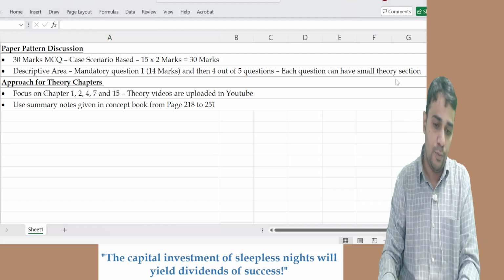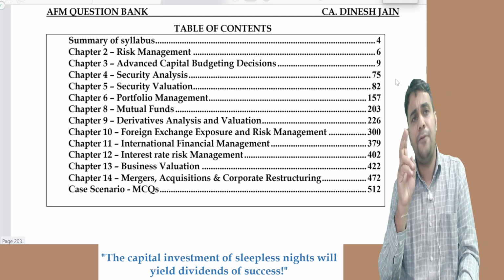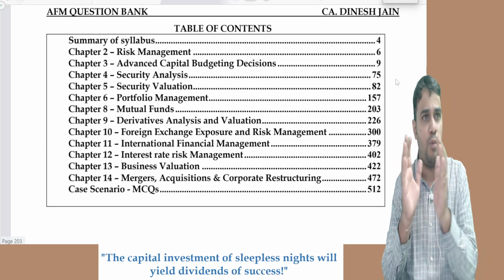Clear? Now I get into mutual funds. Now I have 3 books for you. If you have bought my edition, there will be 3 books.